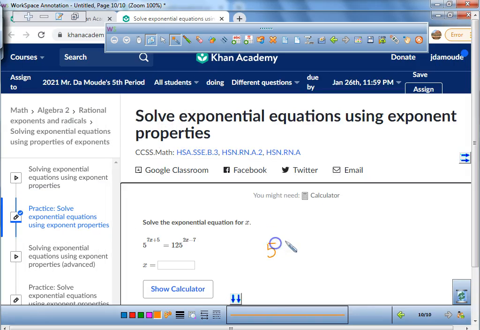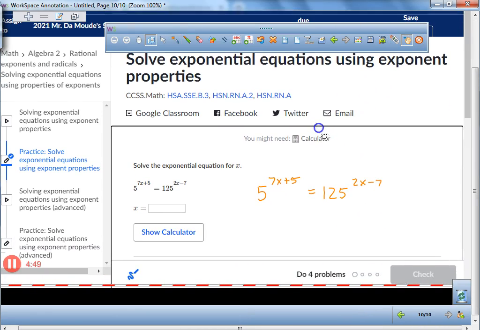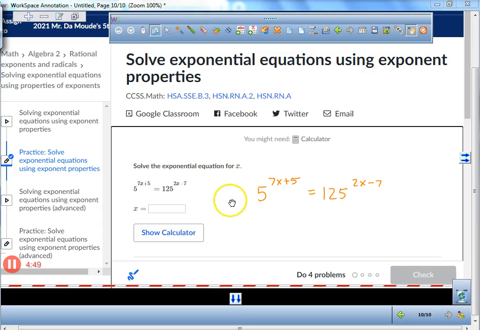We have 5 raised to the power of 7x plus 5 equals 125 to the power of 2x minus 7. That's the first thing I want you to do, just simply write it out. What base do you think we're going to probably want to change everything to? A 5 or a base of 125? What do you think seems more simple? 5. Very good.